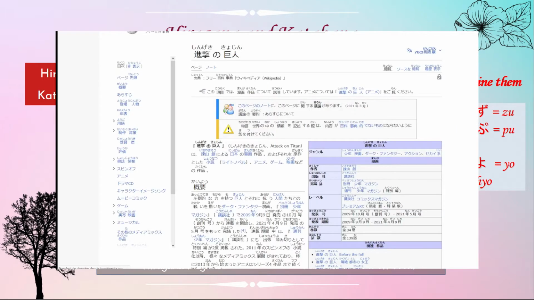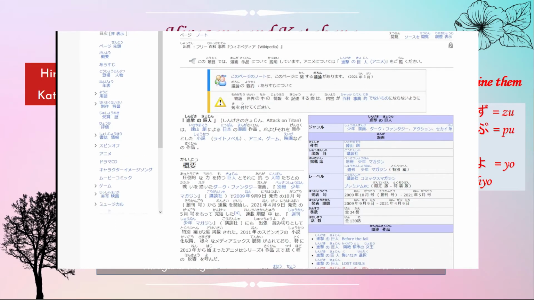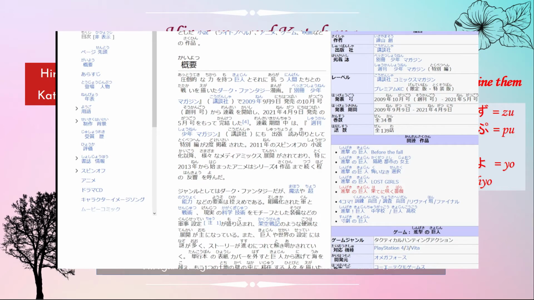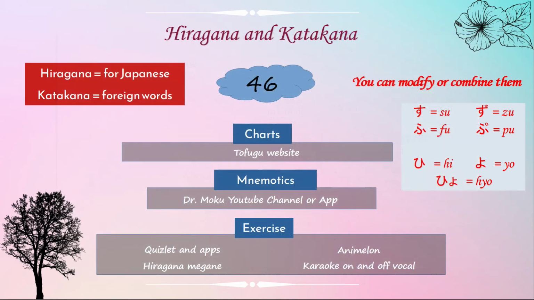And wow, it's magic. Look at this. You have all the furigana. So Hiragana Megane is a website that will add the furigana to any website. So whenever you want to go to a Japanese website and you want the furigana because you can't read the kanjis, use Hiragana Megane and it will work. So it's a fantastic tool.